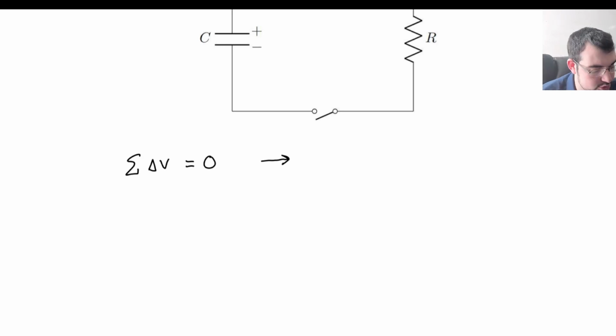So all of our voltage drops and gains have to sum to 0. This is important. We start with this. We gain volts across the battery. We drop volts across the resistor. We drop volts across the capacitor.